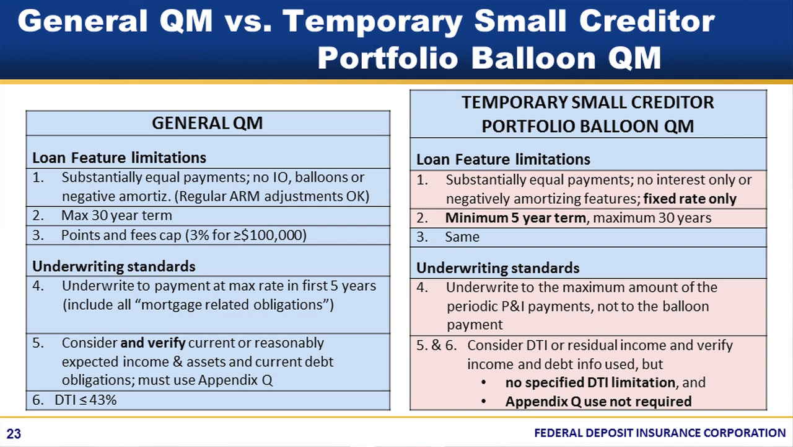And there's another thing to remember about underwriting the small creditor balloon payment QM. You underwrite to the periodic loan payments and mortgage-related payments. You do not have to underwrite to the balloon payment itself.